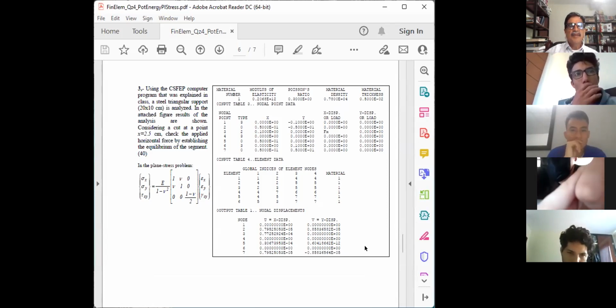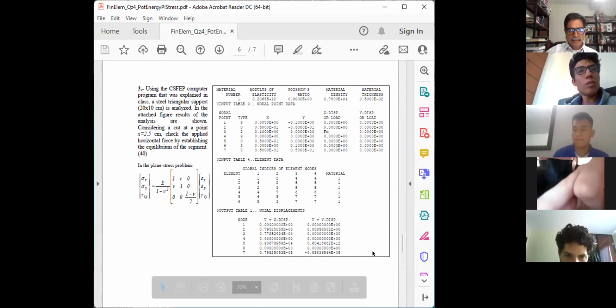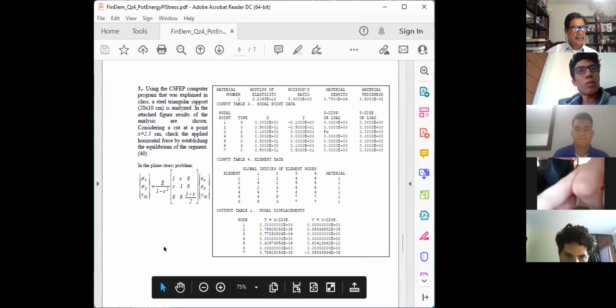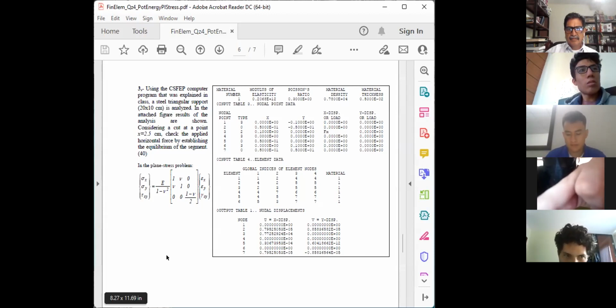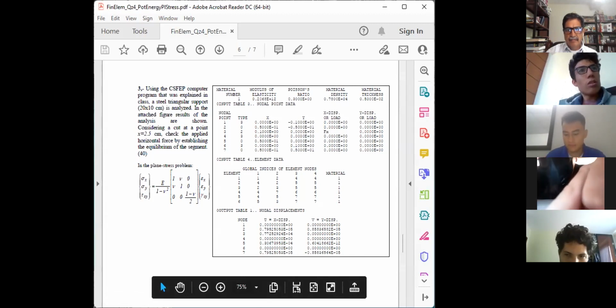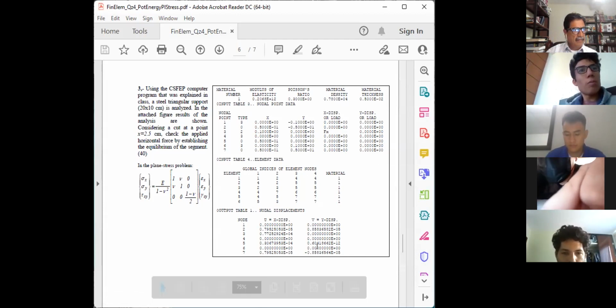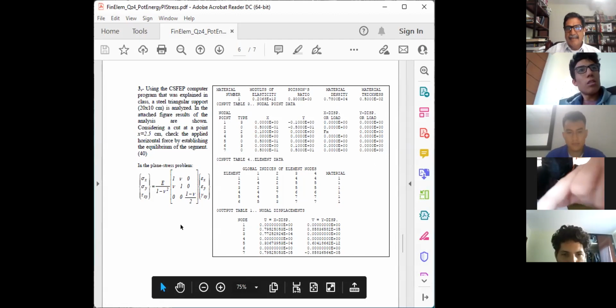What's the material of this little piece of triangular support? What's the material? Let me see. It's here. Material 1. Mr. Barba, can you tell me what's the material of this structure? Steel, Doctor. Yeah. But the modulus is in newtons over meters squared. Yeah, exactly.